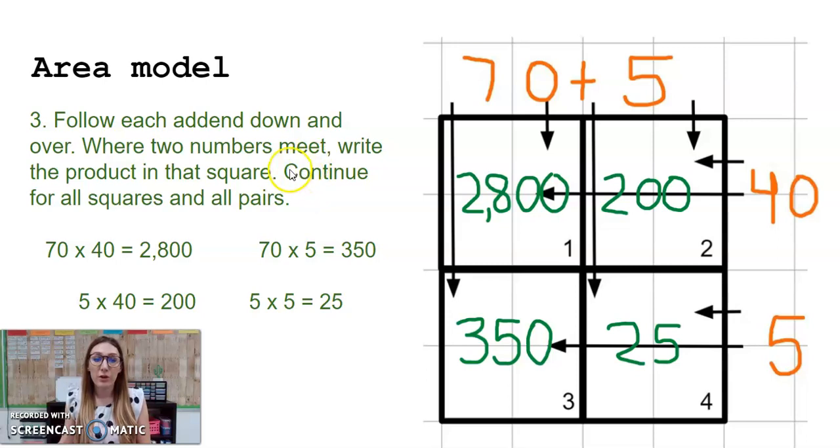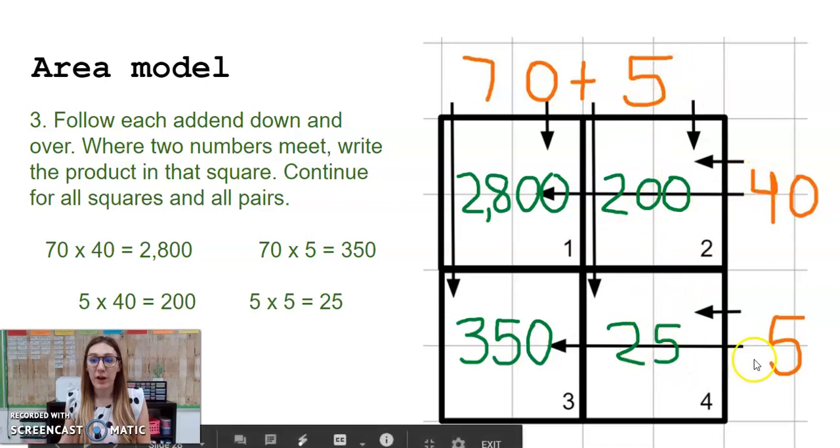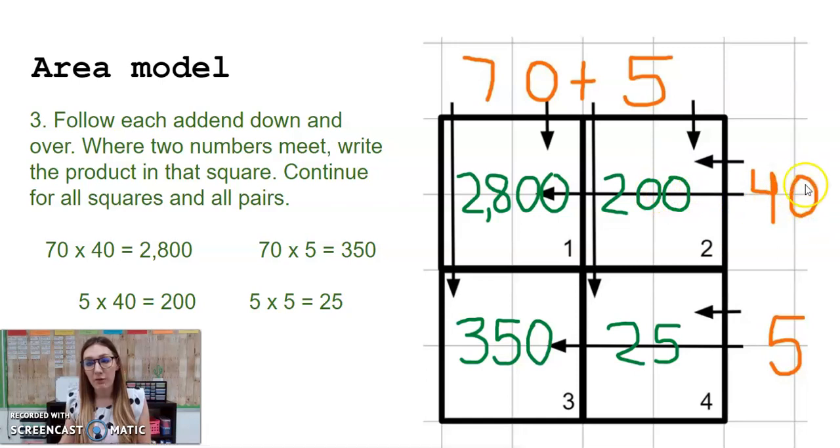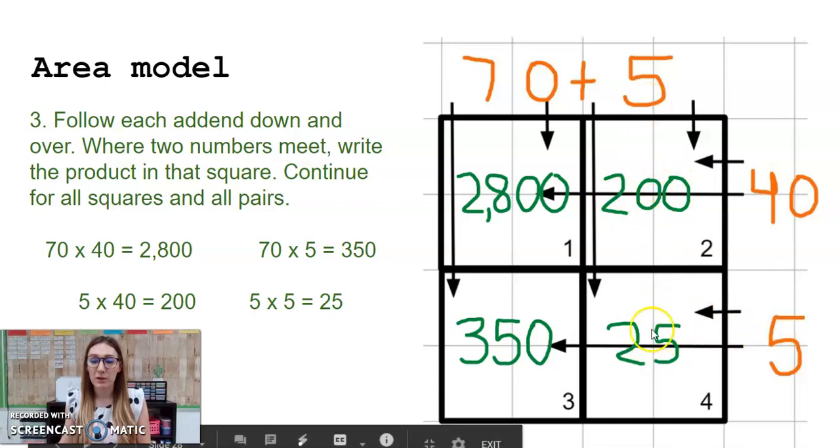Next, we're going to follow each add-in down and over where our 2 numbers meet, and we'll write the product in that square. I'm going to start by multiplying this 5 by 40 and 5 by 5. If I multiply 5 times 40, I'm going to first bring over this 0 from the 40, so I have 1 zero. And then 5 times 4 is 20, which gives me a product of 200. Next, I'm going to multiply 5 times 5, which will give me a product of 25.